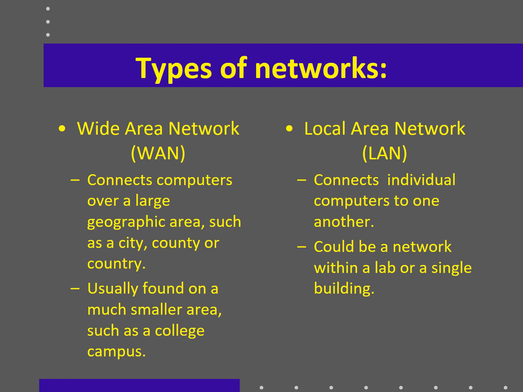Then we usually have two types of networks. One is known as a wide area network, and the other is known as a local area network. In the case of a wide area network, there is a connection between computers over a large geographical area, such as a city, country, or county. In the case of a local area network, the connection is made between individual computers close to one another, on a much smaller scale, such as a college campus, a network within a lab, or a single building.